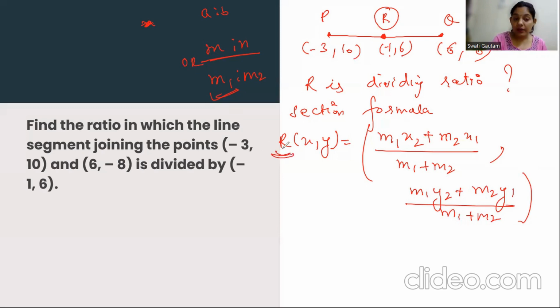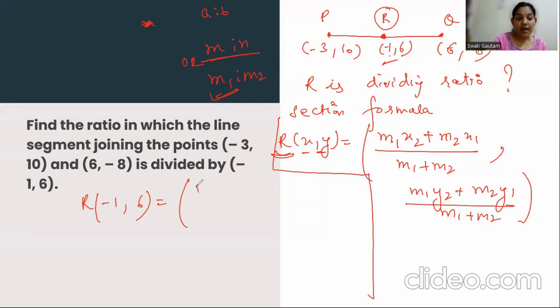Now this point is in between, not exactly in the middle. There is some point in between on the line segment. If it is in the middle, the ratio will be 1:1. But this is not in the middle. Remember this thing. This point lies on the line PQ, within the line, right? So what is x comma y? What are the coordinates of R? We know that R is equal to -1, 6. So now I am putting the values in the formula. We have to find out m1.